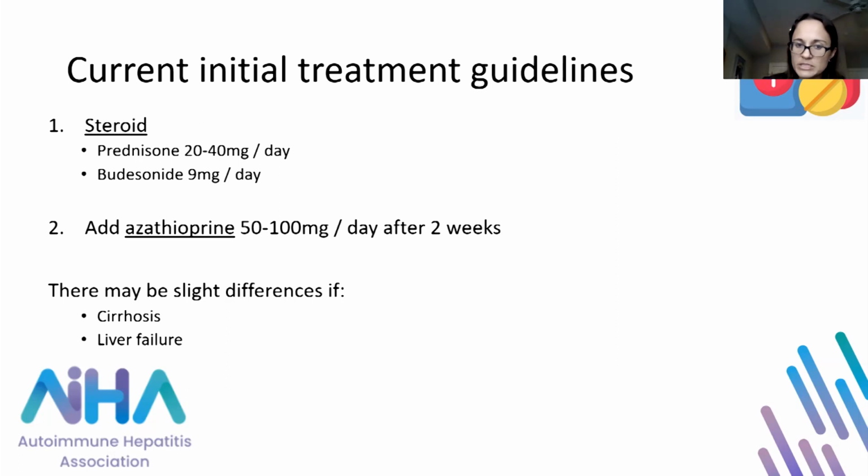There will be some differences, however, if, for instance, you are found to have cirrhosis at the time of diagnosis or if you have severe liver failure. And most folks who have liver failure are hospitalized, so they may actually get some of this initial management while they're in the hospital versus as an outpatient.